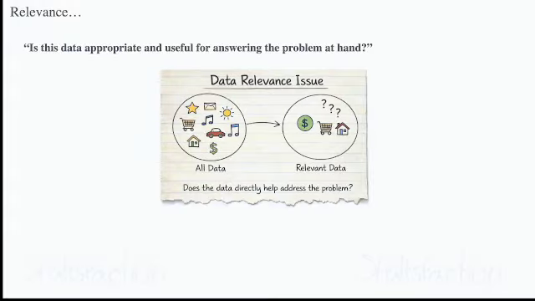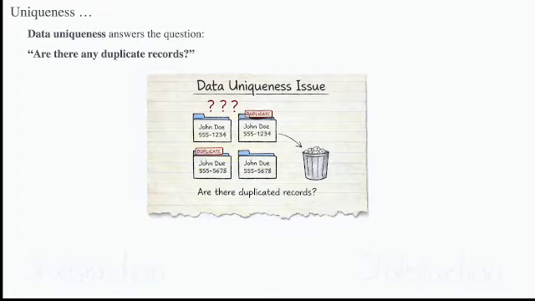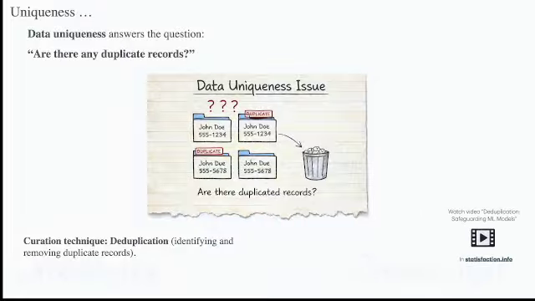Data relevance answers the question, is this data appropriate and useful for answering the problem at hand? Data relevance issues are addressed through feature selection, which filters the data to include only what directly supports the task. Data uniqueness is all about checking if there are any duplicate records in the data. Data duplication is critical in ML because duplicates can cause data leakage during training, leading to overly optimistic results and unreliable inferences, ultimately jeopardizing the entire project.